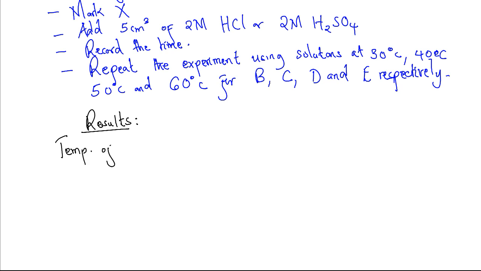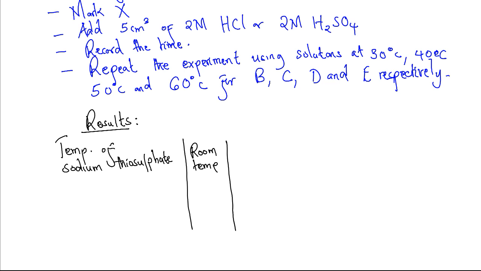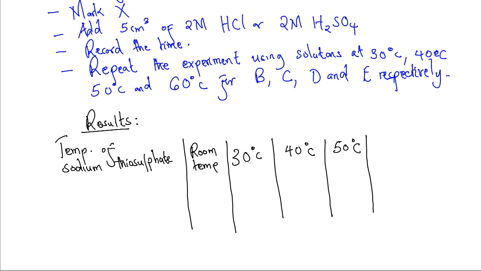Temperature of sodium thiosulfate, so that is room temperature, 30 degrees Celsius, 40 degrees Celsius, 50 degrees Celsius, and finally we have 60 degrees Celsius.